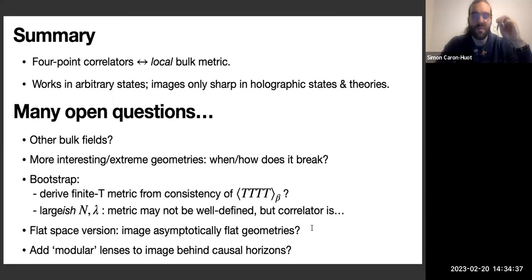Clearly the correlator, as I introduced, only allows you to study outside of causal horizons, but maybe there are tricks using modular flow, whatever. Maybe there are tricks that one can use to go beyond that. So, thank you.